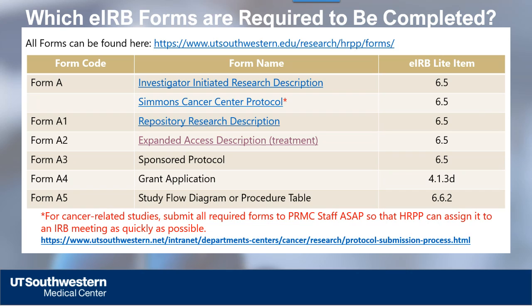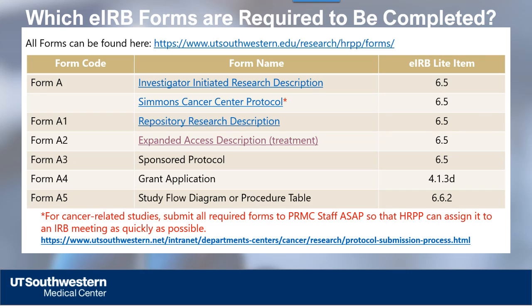HRPP, so moving over to the Simmons Comprehensive Cancer Center protocol. So we've been seeing a problem with cancer-related studies. When submitting a new cancer-related study or modification to a cancer-related protocol, PRMC requires specific forms to be submitted online for the review. PRMC has two board meetings per month to review these submissions and cannot schedule your study or protocol modification until all documents have been submitted.